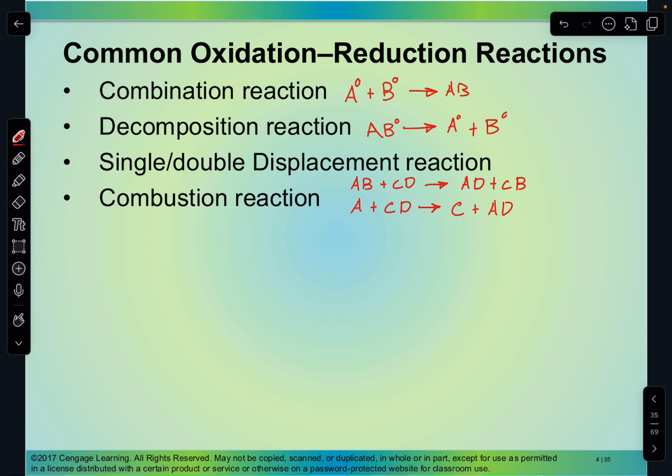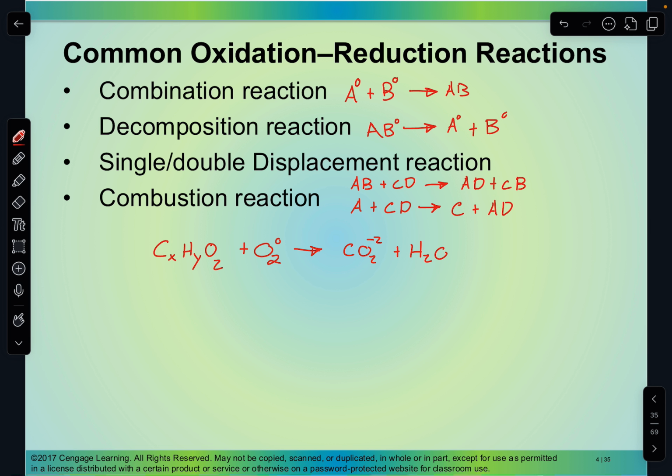We also have combustion reactions. This is where you get CxHyOz, where x, y, and z are just placeholders for numbers, plus O2 goes to CO2 plus H2O. We've covered combustion reactions quite a bit, but this is also another oxidation reaction because we have oxygen with a 0 charge going to oxygen with a 2- charge.